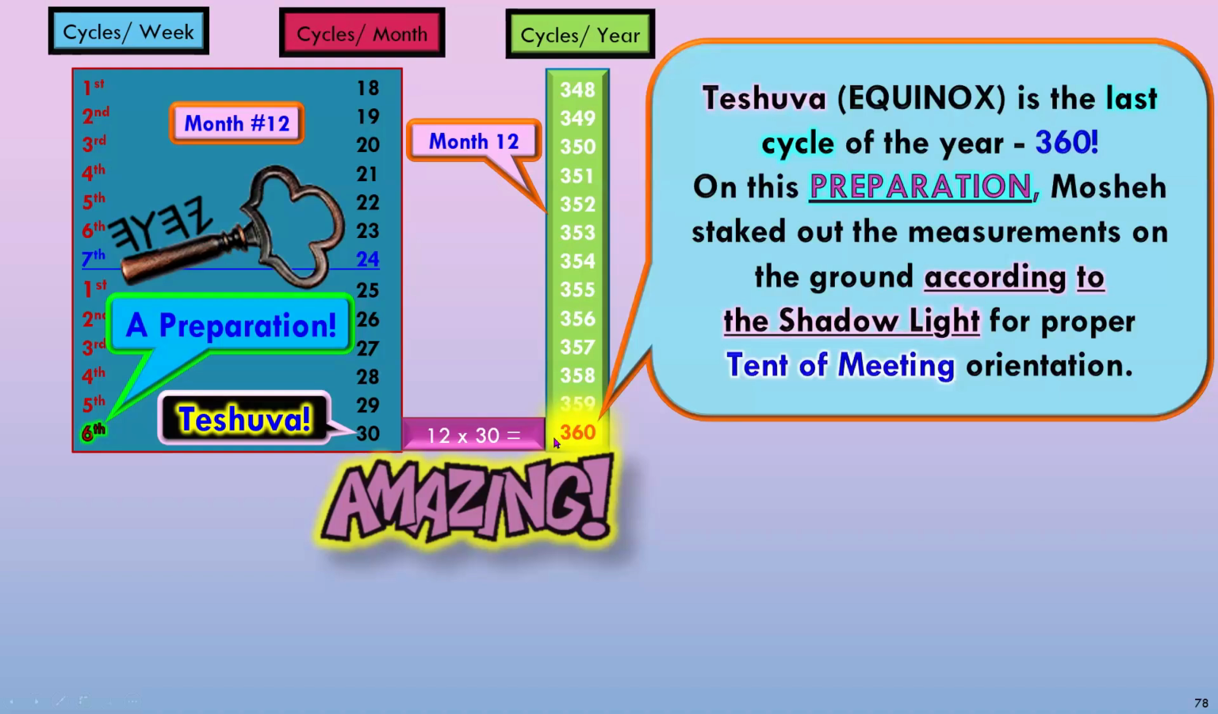But for right now, it's day 360. It's Teshuva. It's the equinox. And it's the last cycle of the year, 360. On this preparation, Moshe staked out the measurements on the ground according to the shadow light for proper tent of meeting orientation.